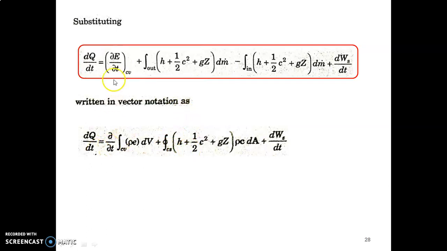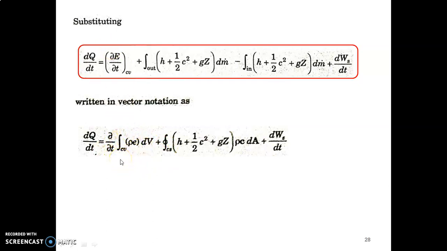Now this dou E by dou T term is written like this: dou by dou T of rho into e into dV. Let us check the units. Rho is mass by volume, and small e is energy by mass. So the mass will be cancelled, and one volume will remain. That volume will be cancelled by this volume. So this term is basically energy by time. So the unit is same as this. We have rearranged in terms of density.